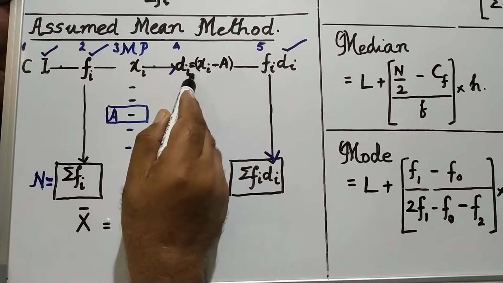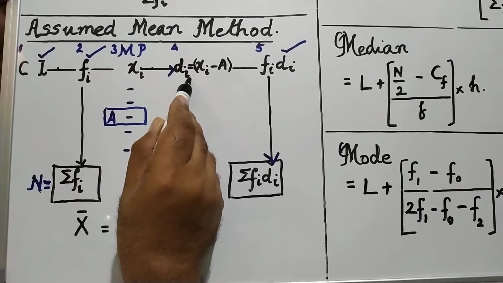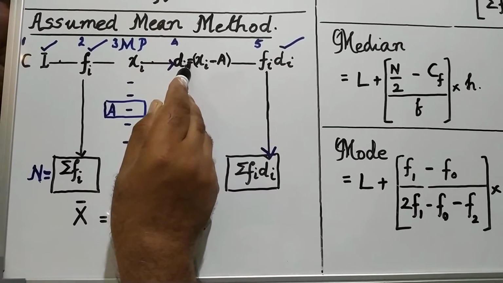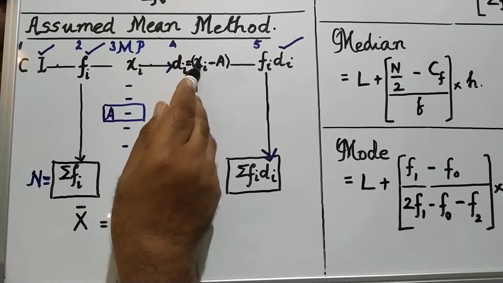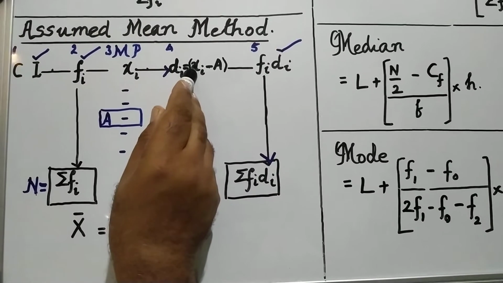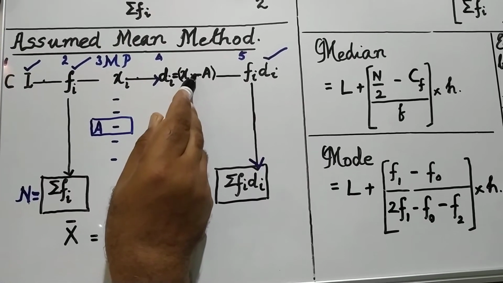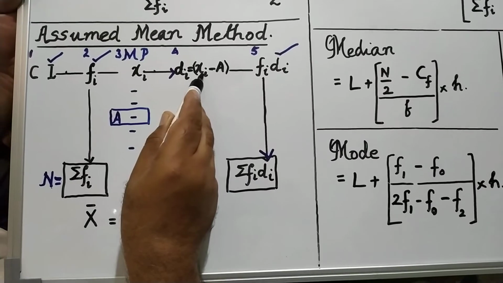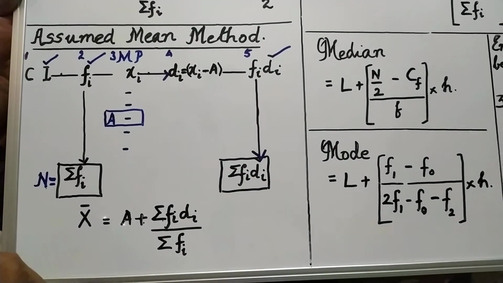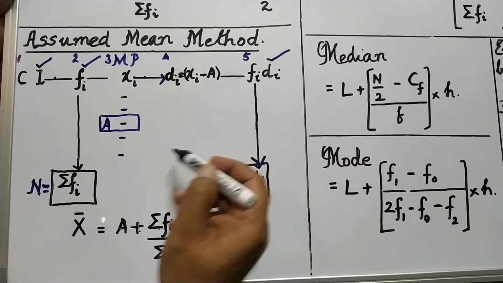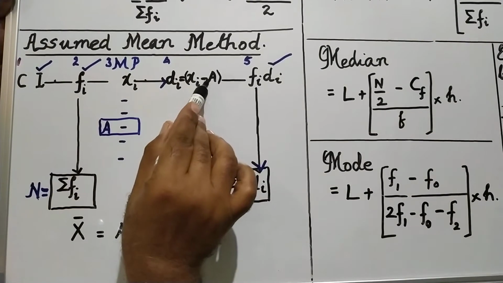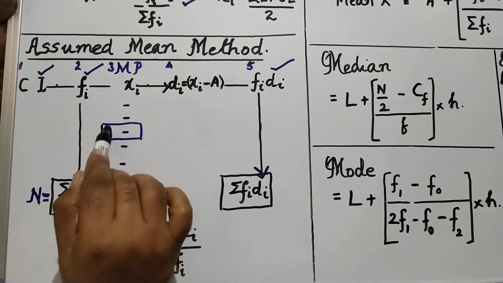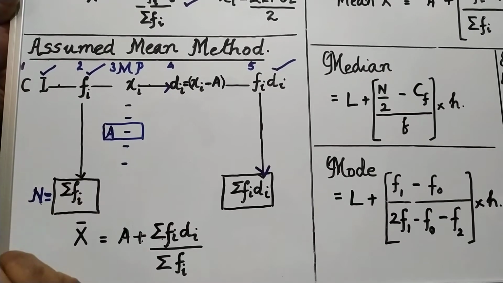Then we will find out the deviation. The deviation is given by di is equal to score or the midpoint or the class mark minus the assumed mean. So di is equal to xi minus A. I will find out the deviation. Where does A come from? A is taken from one among the midpoints.